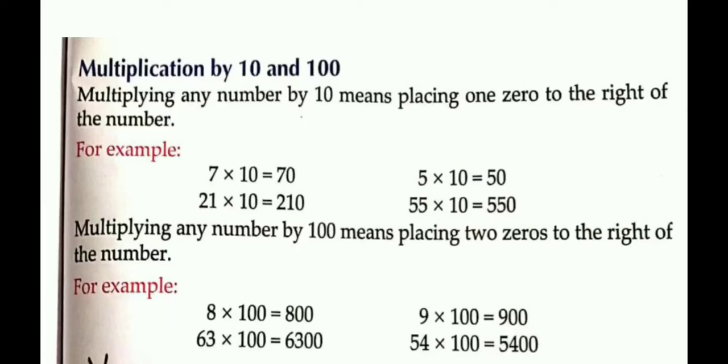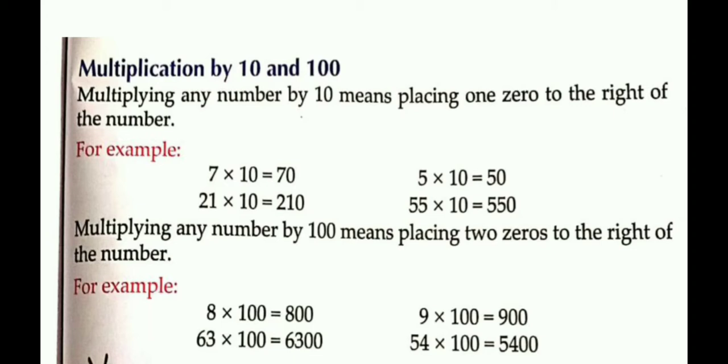Today we will do multiplication by 10 and 100. So let us see what will happen if we multiply the number 10 with any number, and what will happen if we multiply the number 100 with any number. Alright, so multiplying any number by 10 means placing 1 zero to the right of the number.